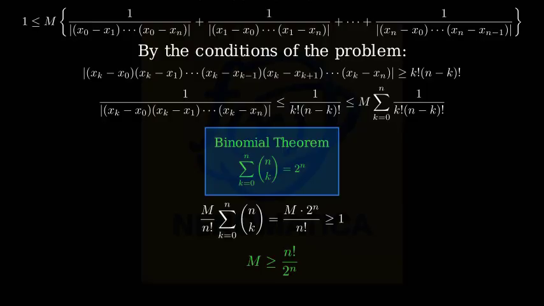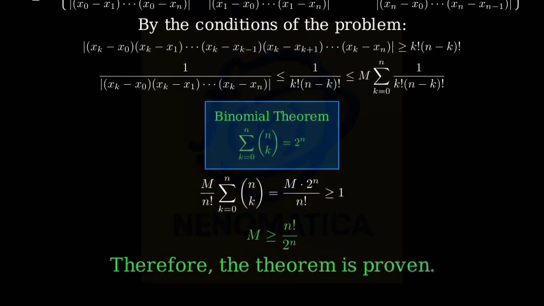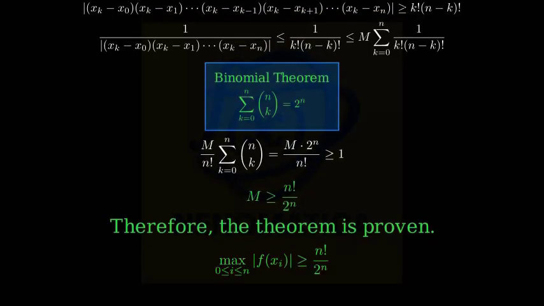Rearranging, we get m is greater than or equal to n factorial divided by 2 to the power of n, which is exactly what we wanted to prove. Therefore, we have proven that for any polynomial of degree n in the form x to the n plus a sub 1 x to the n minus 1 plus a sub n at points x sub 0, x sub 1 through x sub n, the polynomial takes values such that at least one of them has absolute value greater than or equal to n factorial divided by 2 to the n.